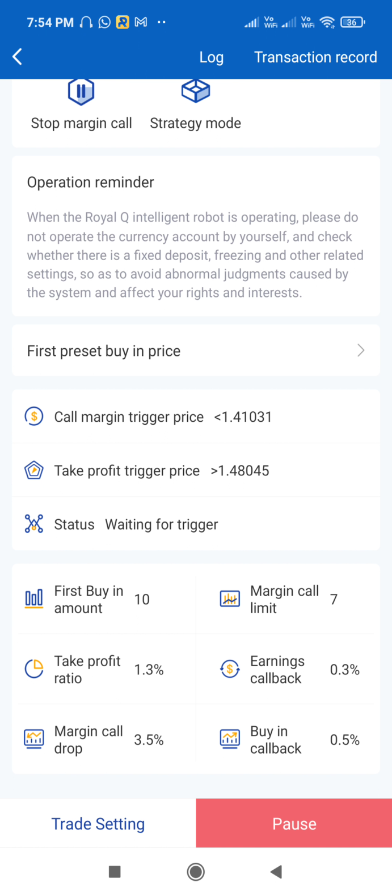And the fifth option is margin call drop. As I said, the margin call limit is 7 times. So when you are going to place your first trade, after the first call, meaning the second trade, when the bot is going to trade.